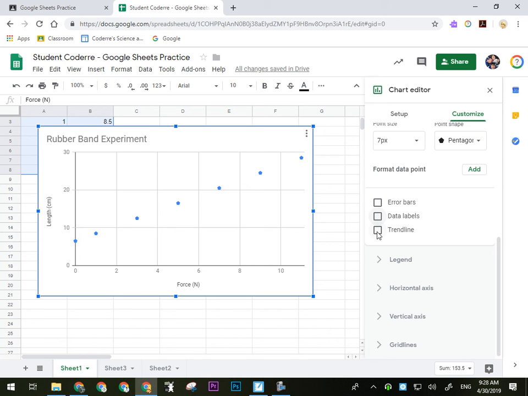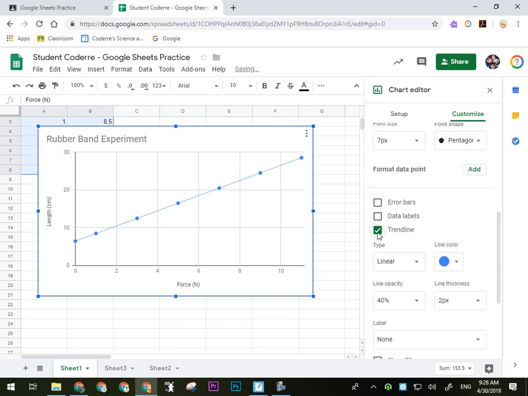So I want you to check the box beside trend line. All right, and you can see it drew the line of best fit. Now, it just so happened it actually went through pretty much every single point. That's pretty rare. Most of the time when you're using actual data, your line of best fit will be drawn so that it takes into account all the points and none of them will be on the line. Some will be above, some will be below, some will be close, but your line will always be the average, or the trend of those points.